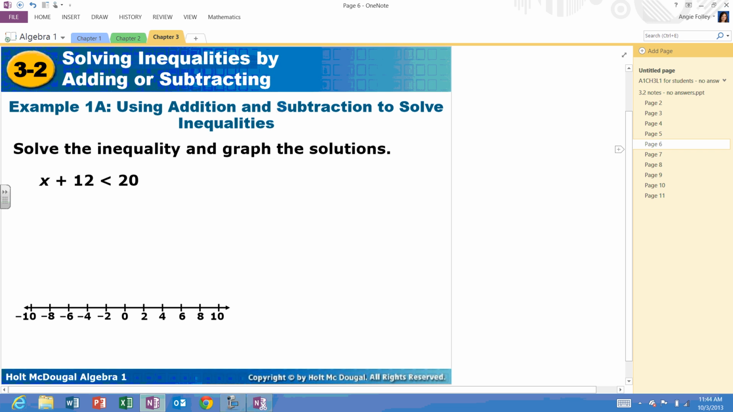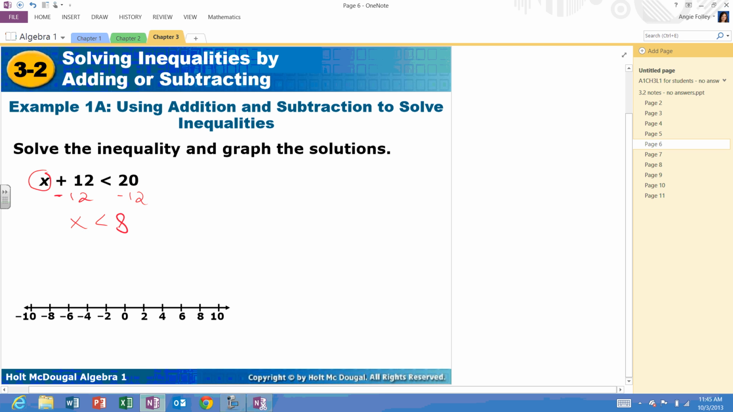Okay, so here we go. We have the inequality x plus 12 is less than 20. I want you to pretend like this inequality sign is an equal sign. So we have two sides of it, and we want to isolate this x. So that means let's look at what's being done to the x. Well, we're adding 12. So in order to get rid of the 12, we need to use the inverse operation, which means we subtract 12 from both sides. So then we get x is less than 8, and you're done.